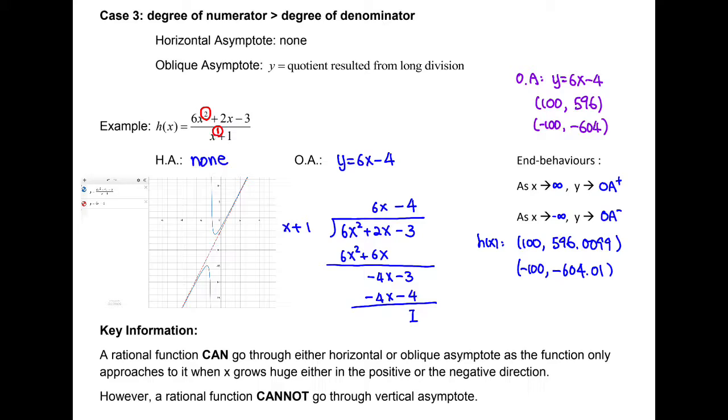Let's look at the graph. There is an oblique asymptote at y equals 6x minus 4. On the right-hand side of the graph, the function is above the oblique asymptote, and on the left end, the function is below the oblique asymptote. Please remember, a rational function can go through either a horizontal or an oblique asymptote. However, a rational function can never go through the vertical asymptote.